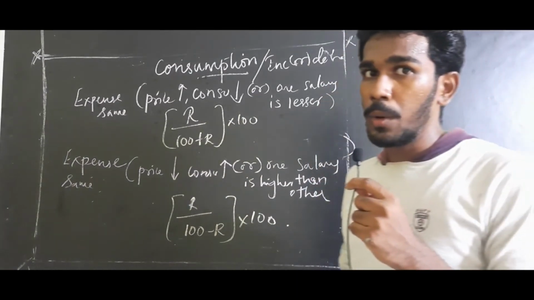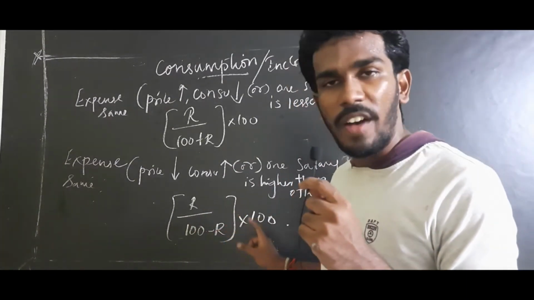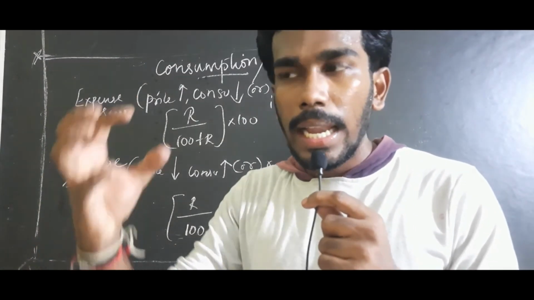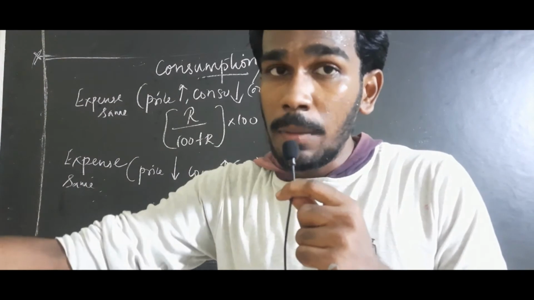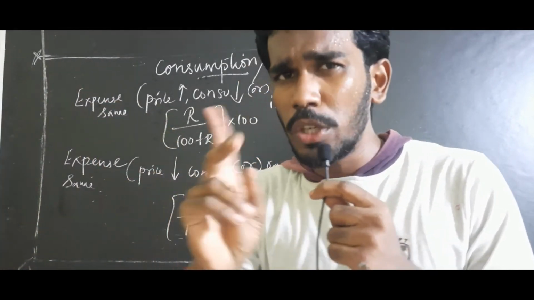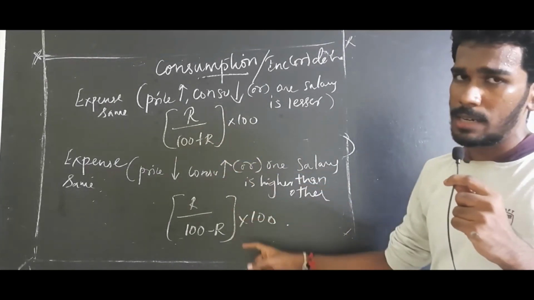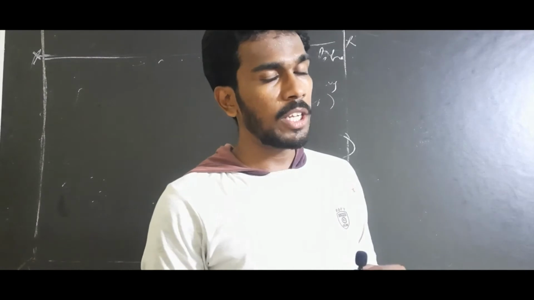In that scenario, what you will do is R divided by 100 minus R, into 100. And similarly, if one person's salary is lesser than the other's, then how much percentage is the other person's salary higher? While solving the question, you will know the difference. So just go with these two formulas: R over 100 plus R, and R over 100 minus R. Starting with the sixth question, based on the explanation that I have given.